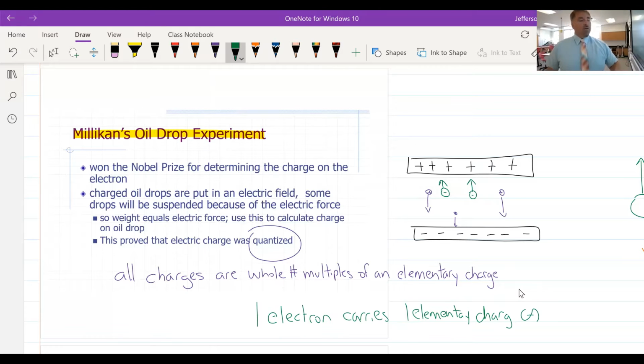Technically, it's the negative one. Oops, that didn't turn out well. Let me start that again. Technically, it would be a negative elementary charge. Okay? A proton, likewise, would carry a positive 1 elementary charge.